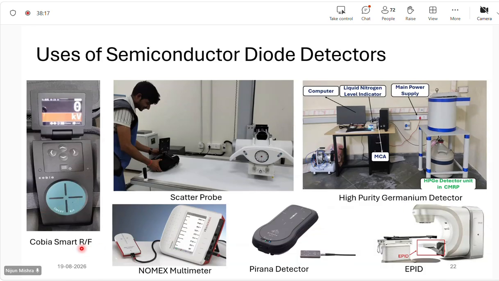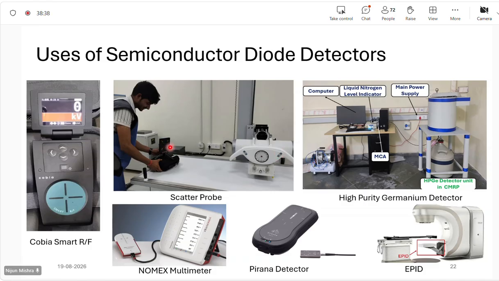RF means R for radiology, F for fluoroscopy. We use this instrument to measure the kVp, mAs linearity, and output voltage. In these detectors, silicon detectors are used. Similarly, here one of our students is performing the leakage radiation measurement with this scatter probe.